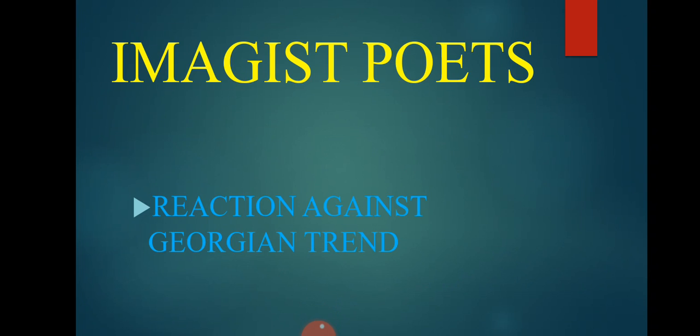First of all, let's look at what Imagism actually is. It was an early 20th century poetic movement that emphasized clear, direct language. It was considered a reaction to the traditions of Romantic and Victorian poetry, and also a reaction against the Georgian trend. The common features of Georgian poetry, like Romanticism, sentimentality, and hedonism, were all banished in Imagist poetry.